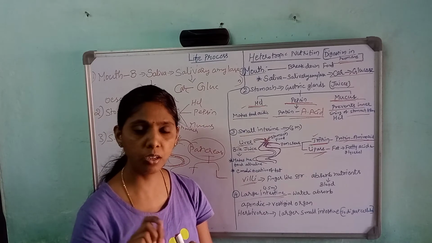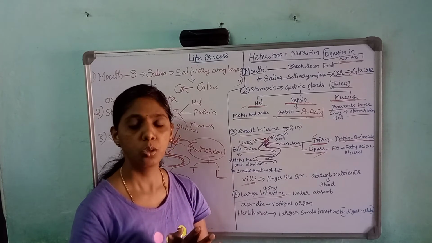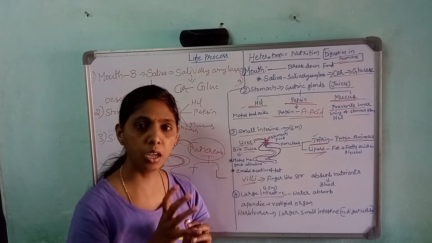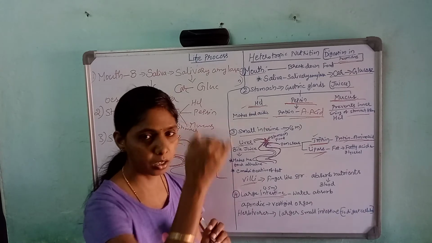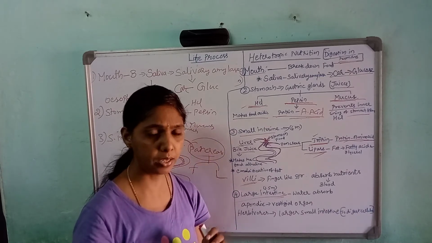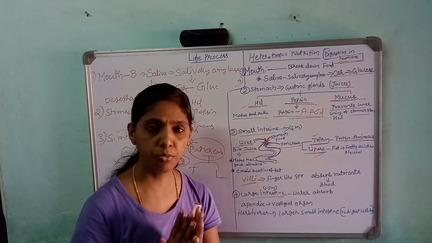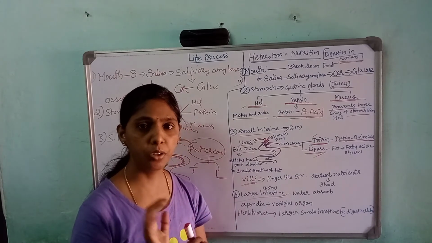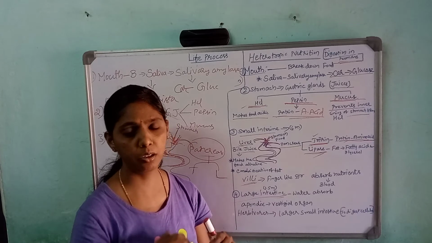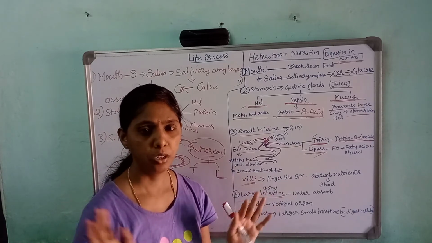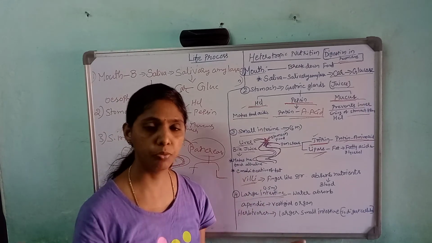Also, in the small intestine there are some finger-like projections called villi. These villi absorb the nutrients which have come from the digestive system. After the absorption, the nutrients pour into the blood. Through the blood, the nutrients will be circulated to all the cells of the body.